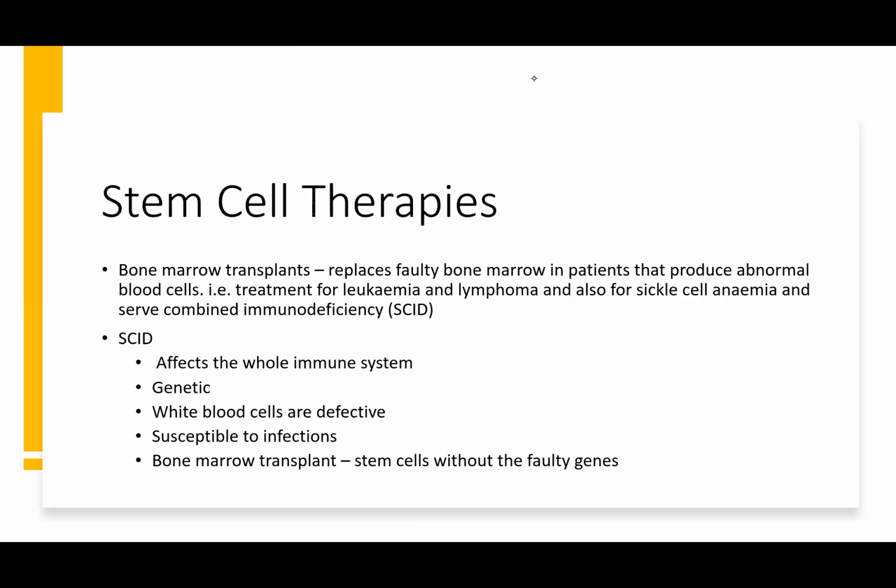So the stem cells in the transplanted bone marrow then divide and specialize and produce healthy blood cells in the recipient. This technique's been used really successfully to treat leukemia, which is a cancer of the blood or bone marrow, and lymphoma, which is a cancer of the lymphatic system. It's also been used to treat some genetic disorders, such as sickle cell anemia and severe combined immunodeficiency, also known as SCID.